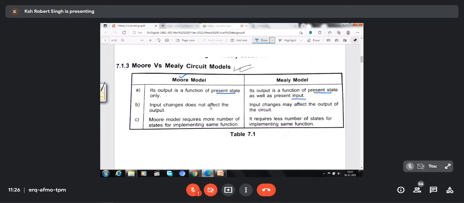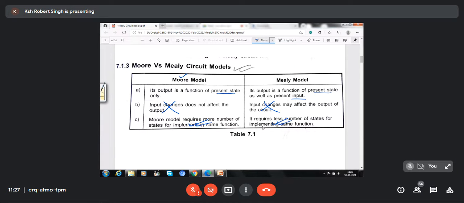Input change does not affect the output. Obviously, no need to write this as a point. This is common sense. Because input change does not affect output, obviously, because output doesn't depend on the input. Why are you writing this again? No need of this. It's common sense. Moore model requires more number of steps for implementation of the same function. Okay. Mealy requires less number of steps for implementing the function.